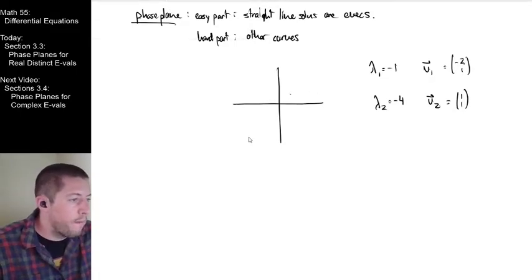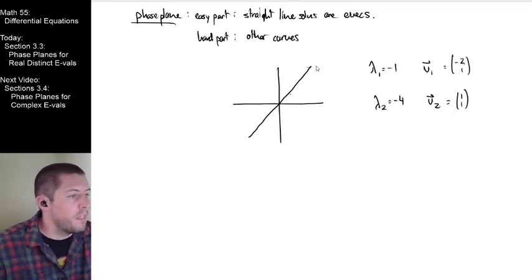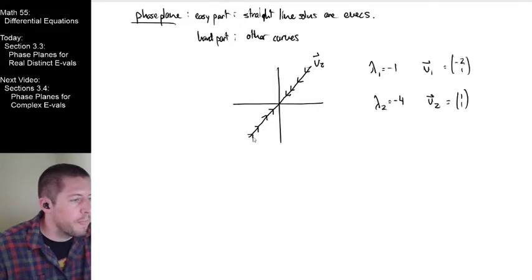Okay. All right, so there is our v2. And I know that because the eigenvalue is a real number that is negative, it's going to represent decay directly towards the origin along this line.